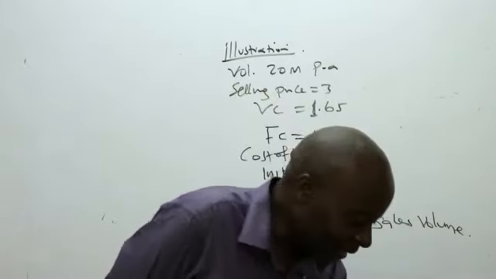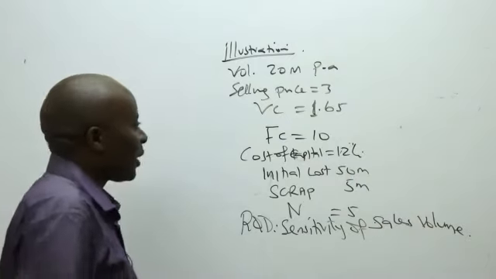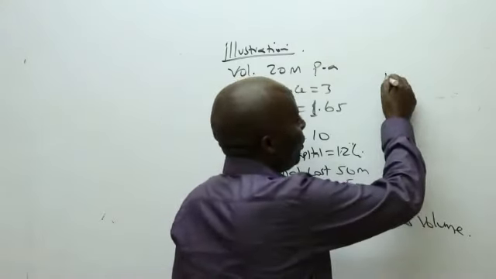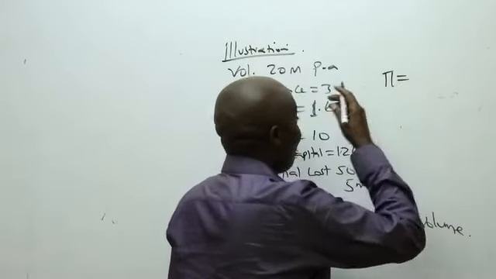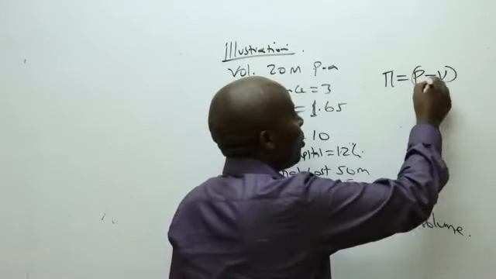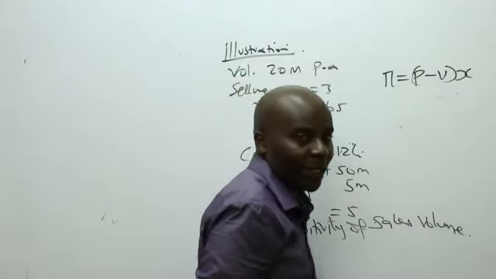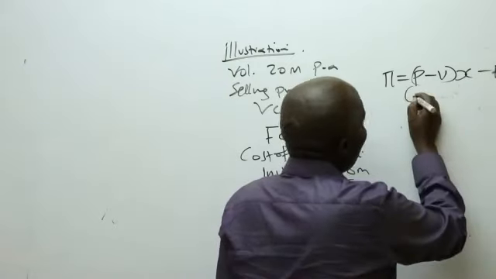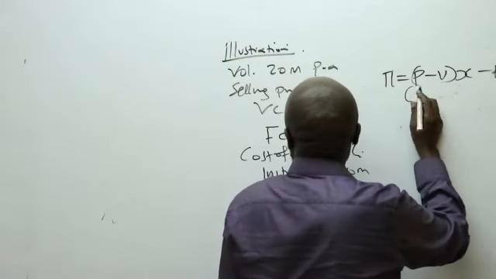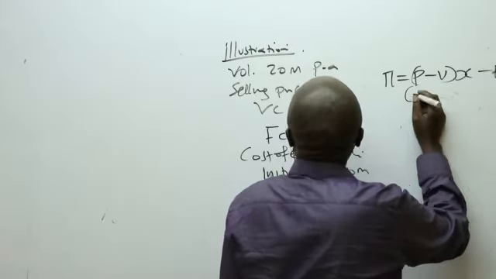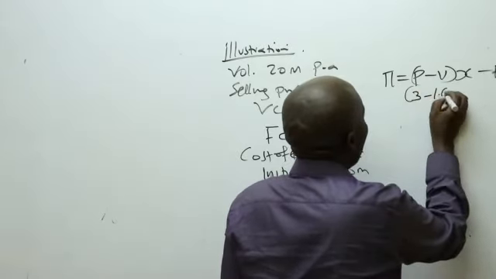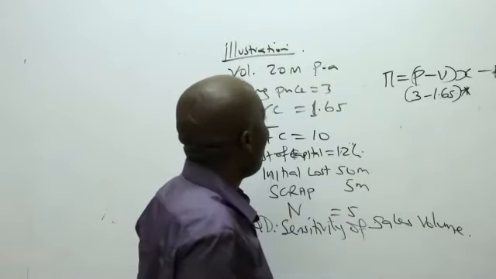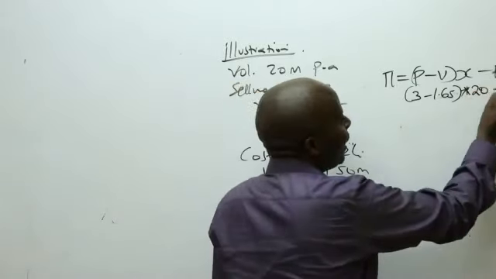14.1. Now, ladies and gentlemen, let's first of all start by giving our examiner profit. How do we get profit here? Profit, remember, is price minus variable cost, multiplied by x, minus fixed cost. So the price which we have here, ladies and gentlemen, is what price? The price that we have here is 3 minus 1.65, times the number of units. The number of units you're going to sell in a whole year is 20, minus the firm's fixed cost.